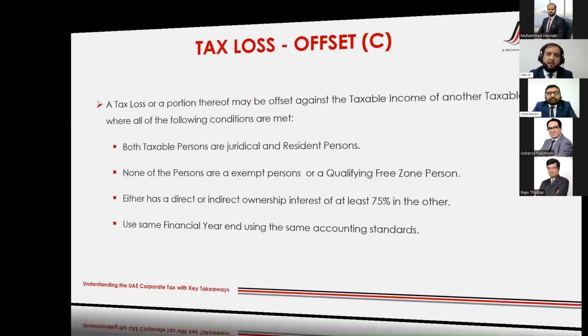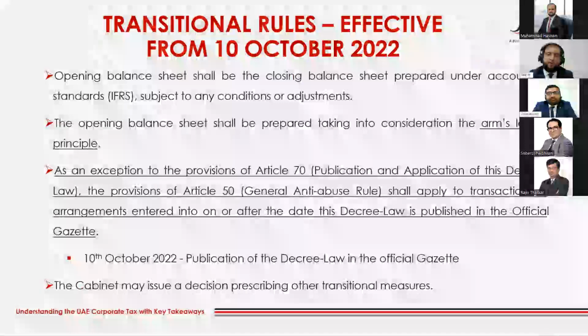Moving forward, there are some transitional rules being applied from 10th October 2020. As per these rules, opening balances need to be adjusted to comply with all the IFRSs if the closing balance of the previous year is not prepared as per IFRSs. Also, opening balances should be prepared by the arm's length principle, so that there is no drastic change in the comparatives, as well as the current year financial statements of 2024 and 2023 respectively.